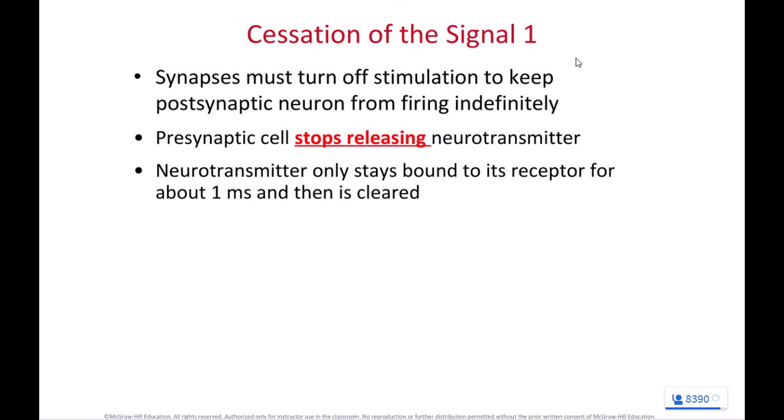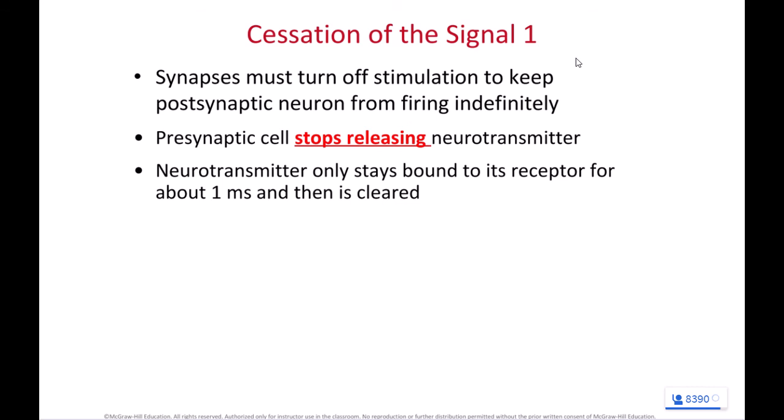Let's talk about turning off a signal. To make a signal stop, the best thing you could do is stop releasing neurotransmitters into the synapse and then remove the neurotransmitters that are already present in the synapse. Neurotransmitters, generally speaking, are going to attach and detach, alternating between attached and detached, with a period of about 1 millisecond being attached to its receptor. And then while that neurotransmitter is detached, two things could happen to it.